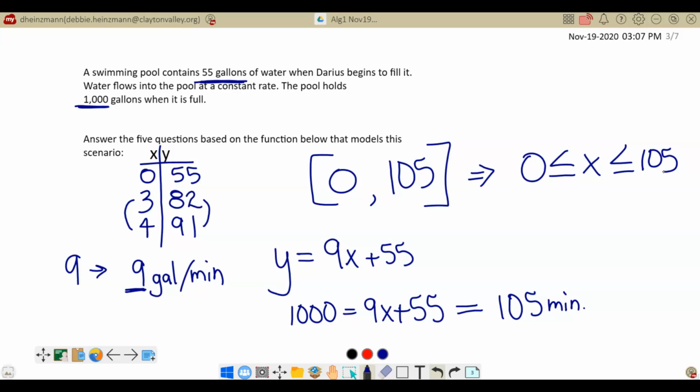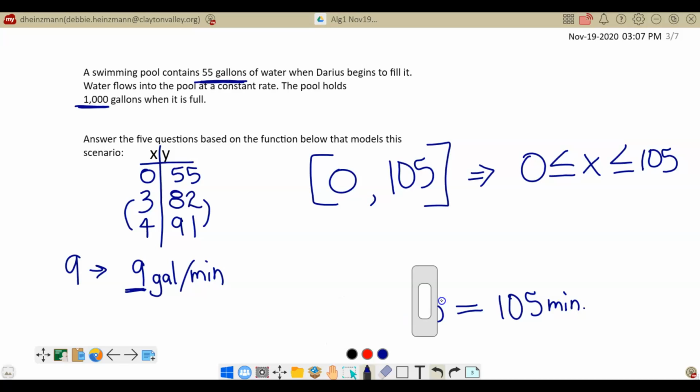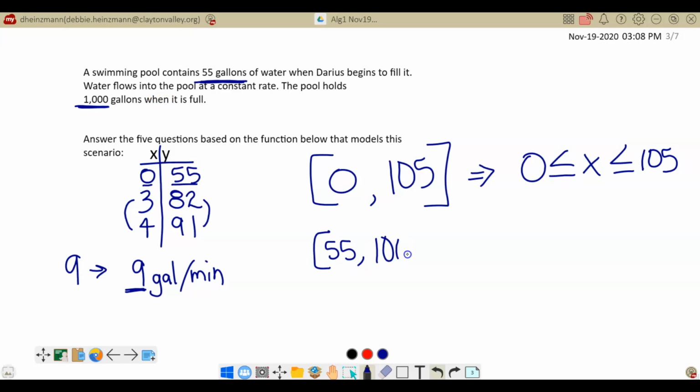So now let's talk about the range. Well, the range are all the possible y values. And we know that our graph starts at 0, and at 0, we begin at 55 gallons of water. So our lowest y value is 55. Once again, we know we have an endpoint this time. We know that we can go to 1,000.